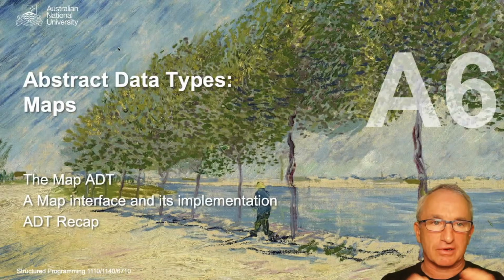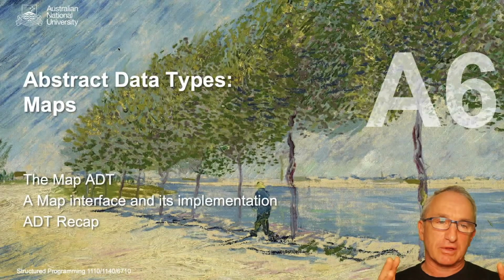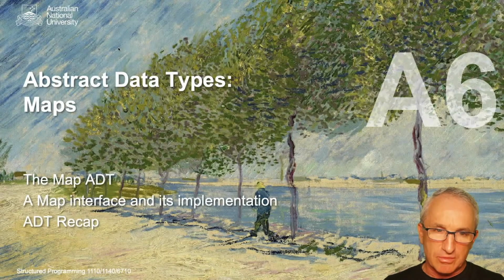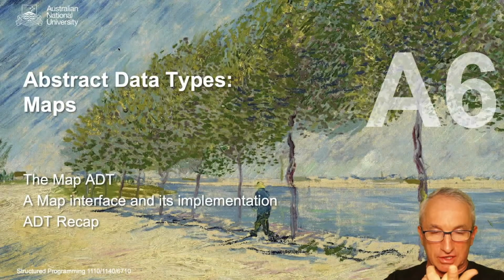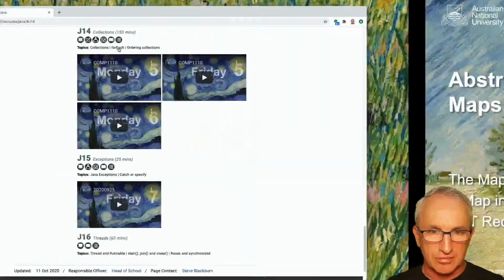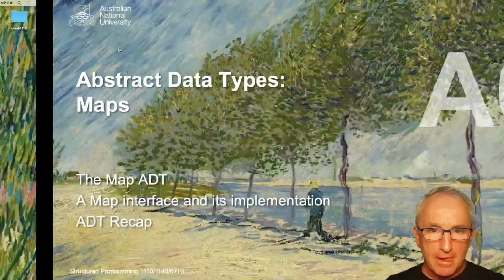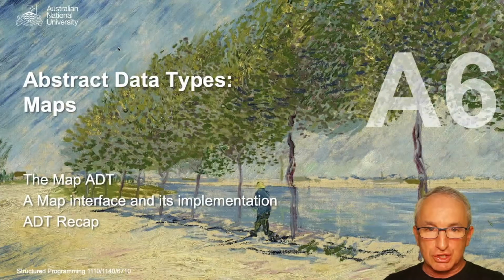Let's get back to abstract data types. What we're talking about today is abstract data types, and we're talking about maps. As I said a few minutes ago, the map is the pinnacle of the whole thing, because we looked at Java's container types in J14. I showed you that a second ago. Let's just go back. There it is, J14. And that showed you what Java gives you in terms of containers.